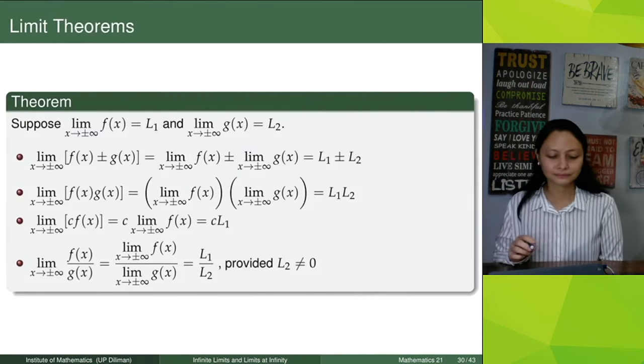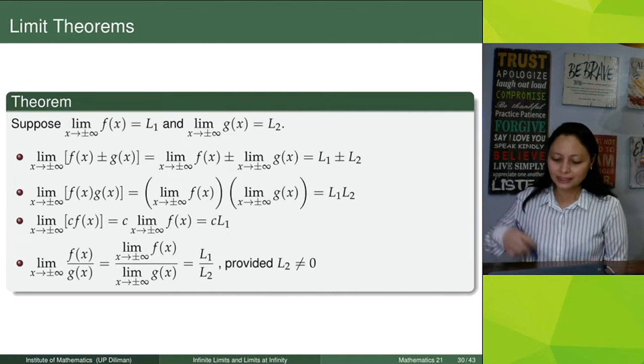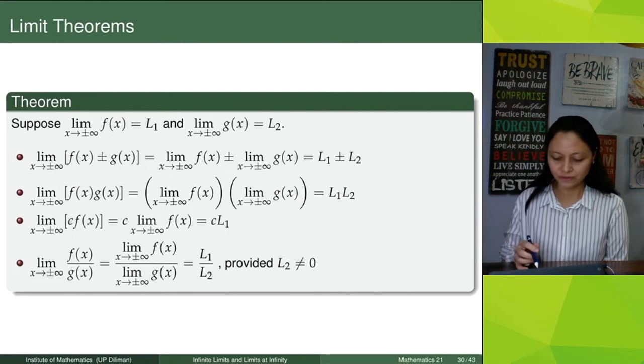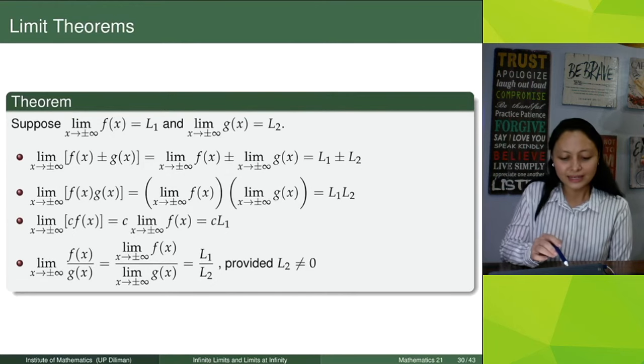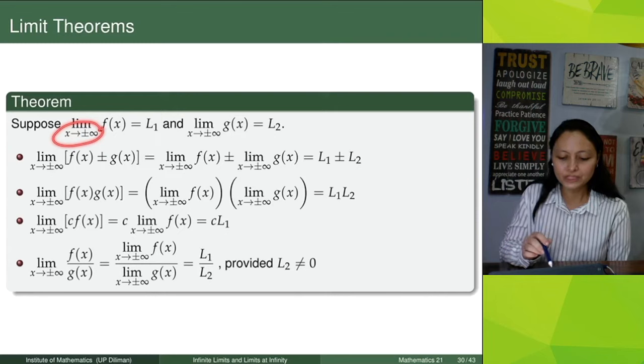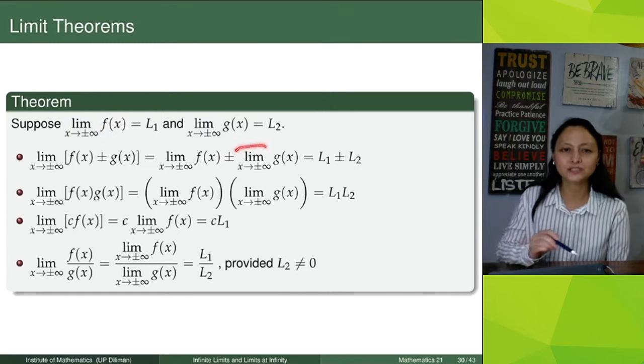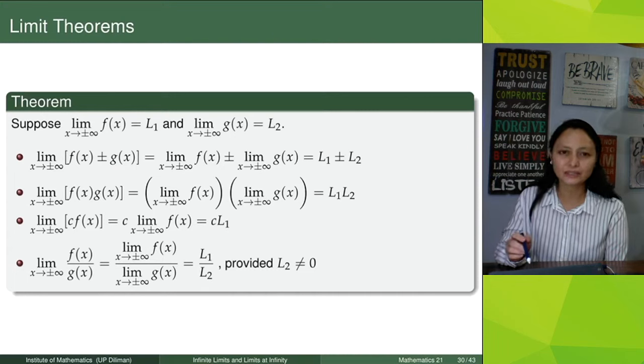Now, if you go back to the limit theorems that you have maybe discussed a few meetings ago, we have these theorems. Ang sinasabi natin dito, bakit natin nire-review? Okay, di ba dati x approaching a? This time, those theorems hold kahit na ang x mo approaching plus or minus infinity. So, kung nag-e-exist yung limit ng f and g, then yung limit ng sum or difference nila as x approaches plus or minus infinity is still equal to the sum or difference of their limits.